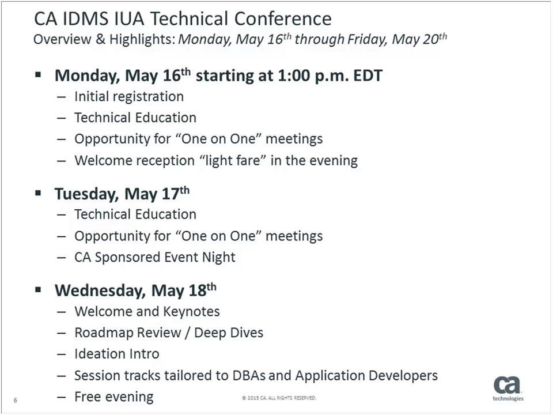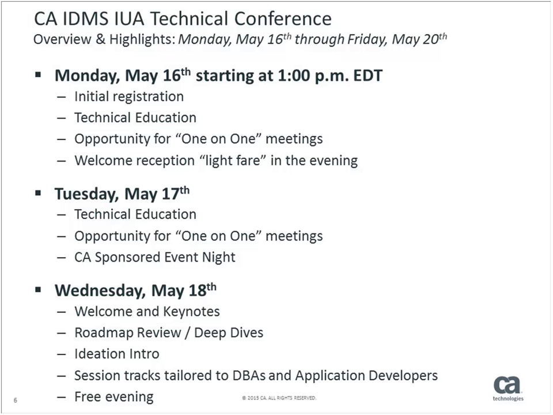There are also opportunities during the week to have one-on-one meetings. If you would like to have a meeting with somebody in the CA office in Boston, or a CA person who's going to be there because of the conference, you can request a one-to-one meeting with that person. There'll be a facility set up during the week for you to request the one-on-one meeting.